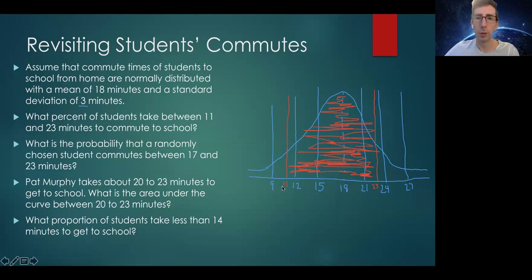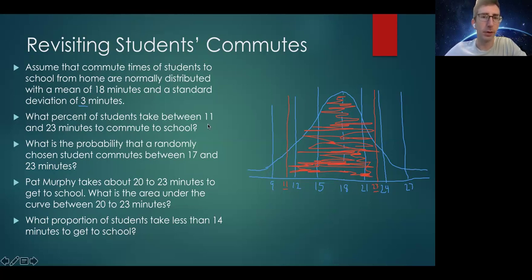So what we first need to do is convert this normal distribution into a standard normal distribution. Specifically, we need to convert these values of interest into z values, so that we can find where they lie on the standard normal and use those z values to find the area under the curve for this shaded region.